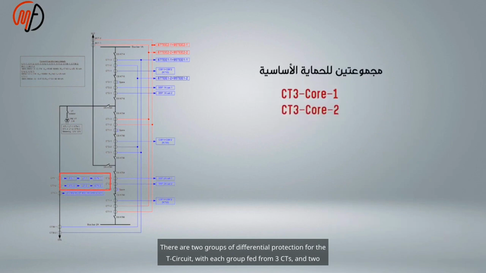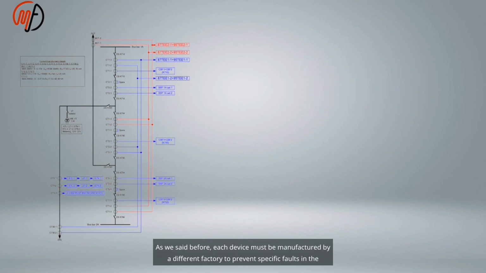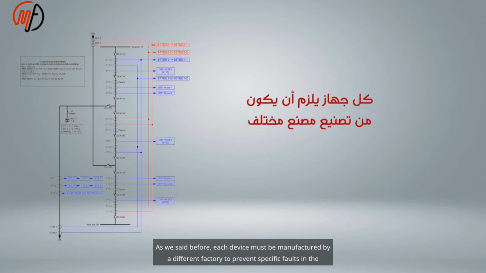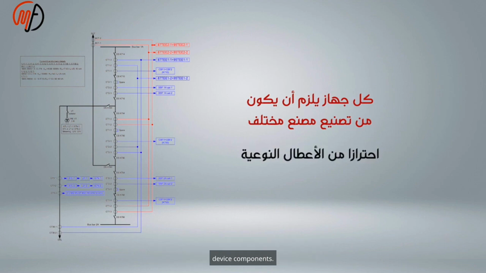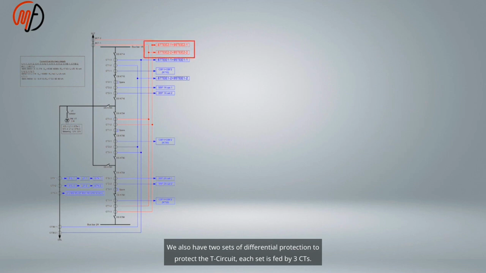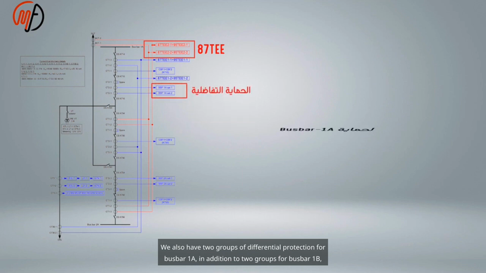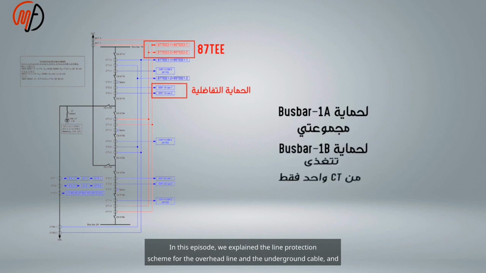There are 2 groups of differential protection for the T circuit, with each group fed from 3 CTs, and 2 groups of differential protection for bus bar 1A, and 2 groups for bus bar 1B, with each group fed from only 1 CT. We explained the line protection scheme for the overhead line and the underground cable. As we said before, each device must be manufactured by a different factory to prevent specific faults in the device components. We also have 2 sets of differential protection to protect the T circuit. Each set is fed by 3 CTs. We also have 2 groups of differential protection for bus bar 1A, in addition to 2 groups for bus bar 1B, with each group fed from only 1 CT.